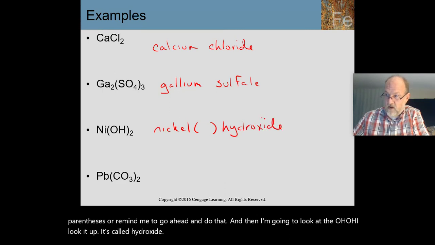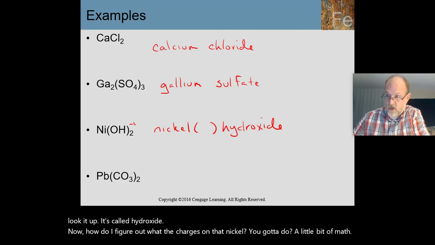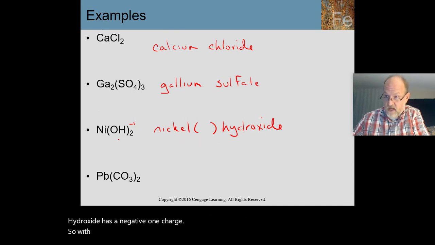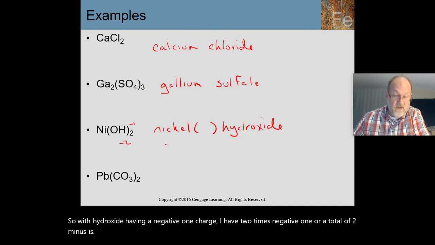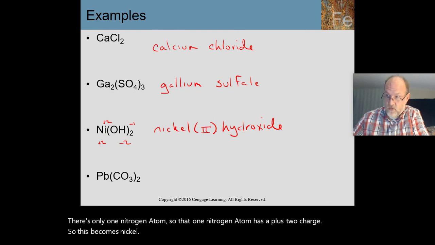Now, how do I figure out what the charge is on that nickel? Well, you've got to do a little bit of math. Hydroxide has a -1 charge. So with hydroxide having a -1 charge, I have 2 times -1, or a total of 2 minuses. That means I need to have a total of 2 pluses. There's only 1 nickel atom, so that 1 nickel atom has a +2 charge. So this becomes nickel(II) hydroxide.